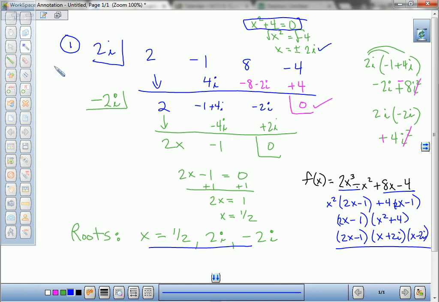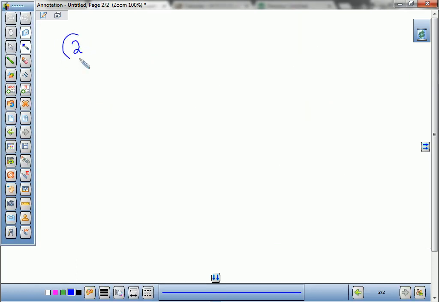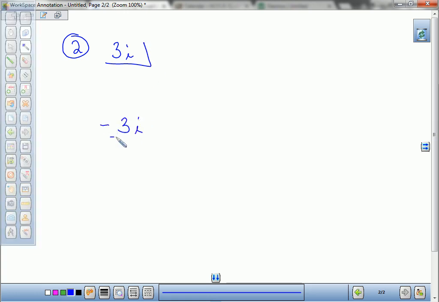All right, and let's go ahead and do number 2. Okay, so if 3i is a root, what am I going to divide by the second time? Negative 3i. So I already know I can divide twice. Okay, I'm not missing any degrees, so I don't need any zeros. I just need a 3, a 2, a 27, and an 18.